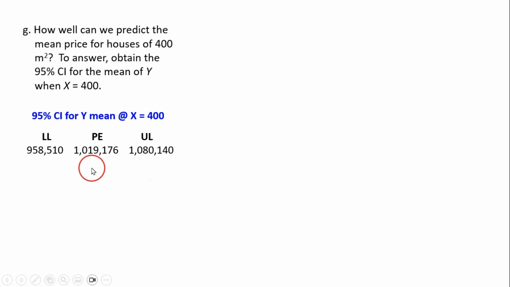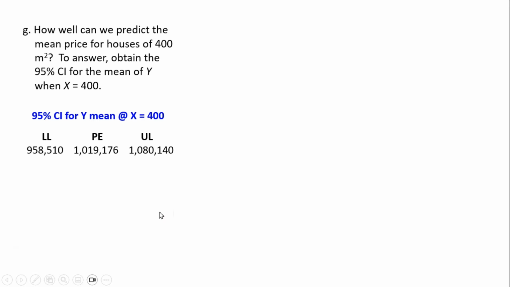To get an idea of the margin of error, you would just subtract the PE from the upper limit, or the lower limit from the PE. If you round our PE, 1,019,176, up to 1,020,000, and then round the upper limit, 1,080,140, down to 1,080,000, you can see that our margin of error, or MOE, is about 60,000, which seems to be fairly reasonable.